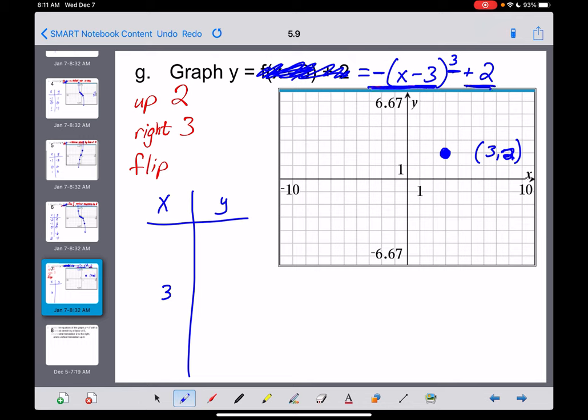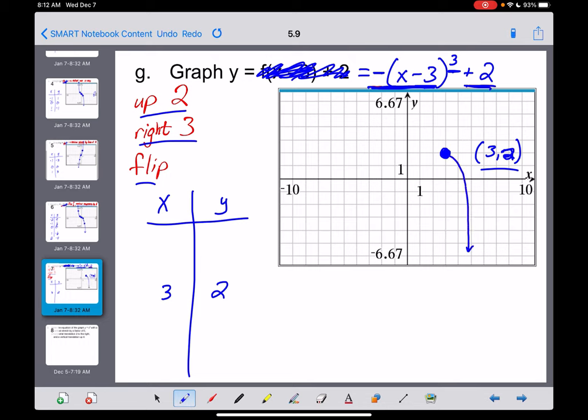And then we add 2 at the end, and we get 2. So yeah, we got that one right. Good, good, good. And now, we already took care of the up 2 and the right 3, now the flip. A normal cubic function goes up on the right, but since this one flips, I think this time we're going to go down on the right and look a little something like that.